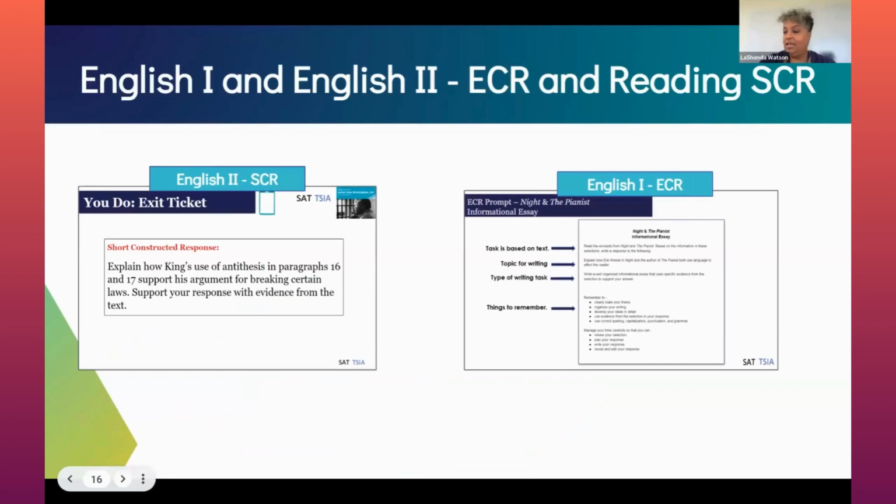These images are linked to the slide of the structured lesson deck in which they appear. And these are examples of a short constructed response for reading for English 2 and an extended constructed response for English 1. So again, these were created by our department to help our students receive instruction that's better aligned to how they will be assessed on the STAR. So please feel free to pause the video to click on the links to take a closer look.